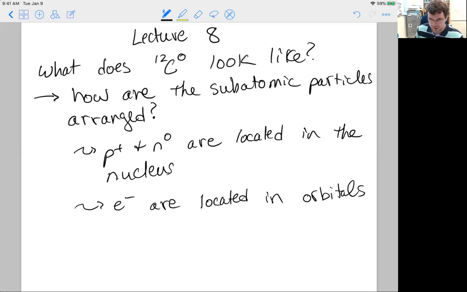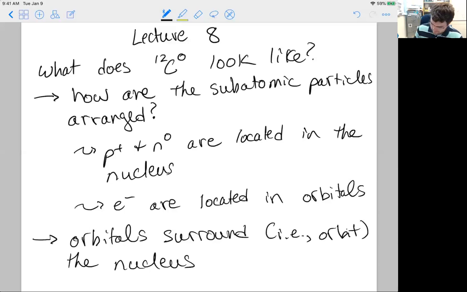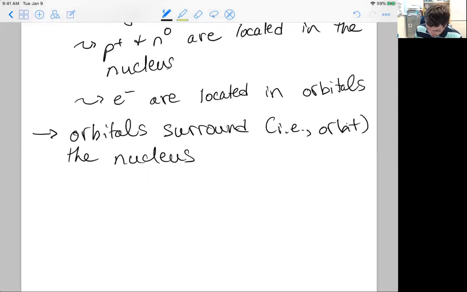It turns out that if we want to think about how these things fit together, orbitals surround, and that's where the name comes from, orbit. Orbitals surround and orbit the nucleus. So the nucleus.